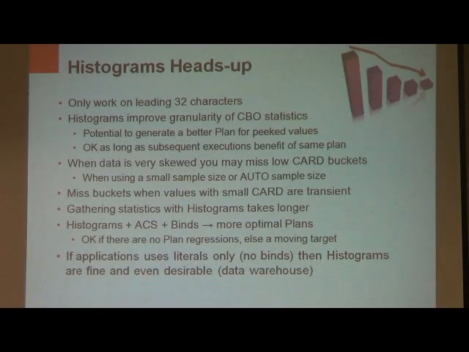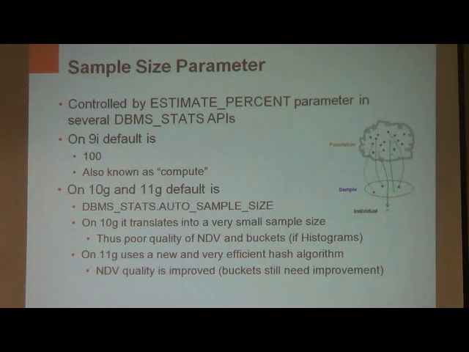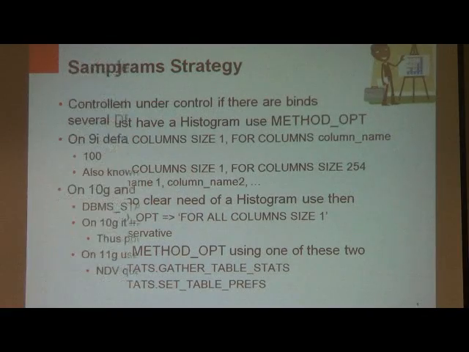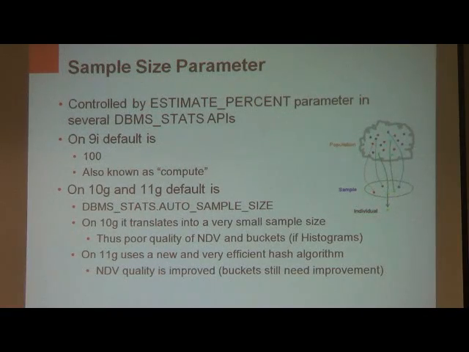Those are the extreme cases where you see my plan changing over time. Sometimes I see the bucket, sometimes I don't see the bucket. And the cardinality goes from a couple of rows to a couple of thousand rows. Okay? So going back to sample size, we finish here? Yes, we finish here. Sample size.